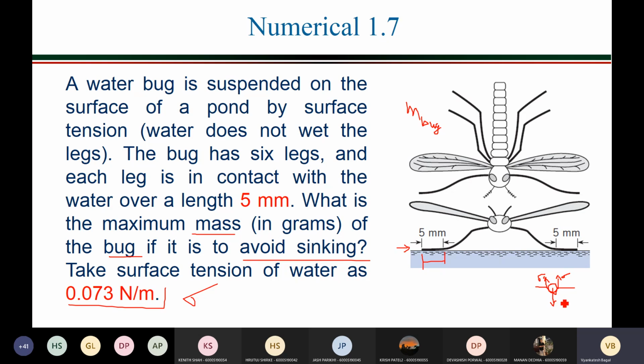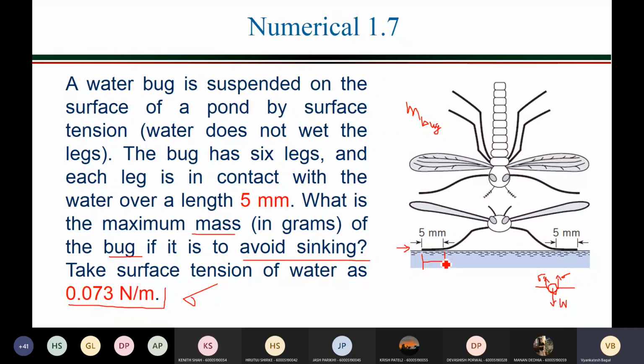And the weight of the bug will be divided on these 6 legs, right? So let us take this as a weight. I am just showing it for the 1 leg. You can do the calculation considering 6 legs of the bug. Now again here also we are following the same concept, that the vertical component of the surface tensile force must be balanced by the weight of this bug itself. Then and only then the bug will float, otherwise it will sink, no? Are you getting my point or not?